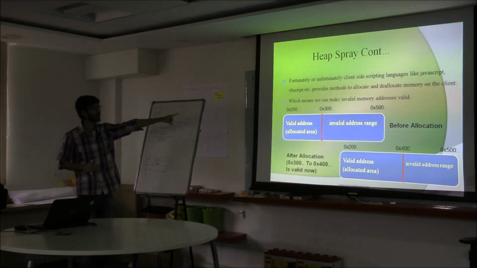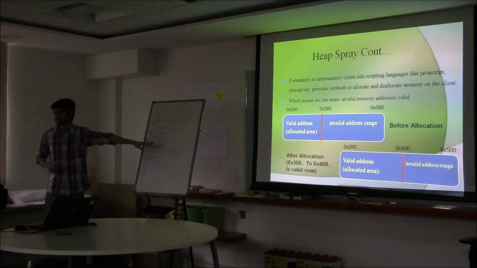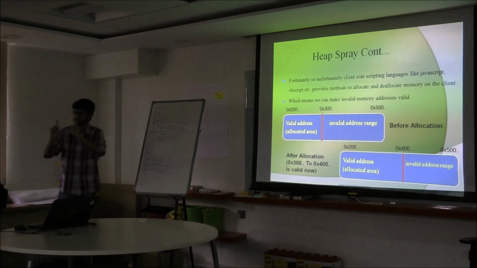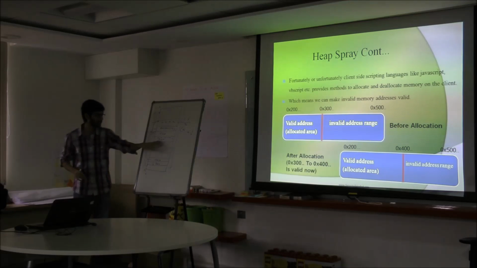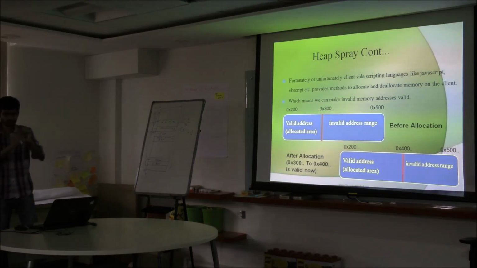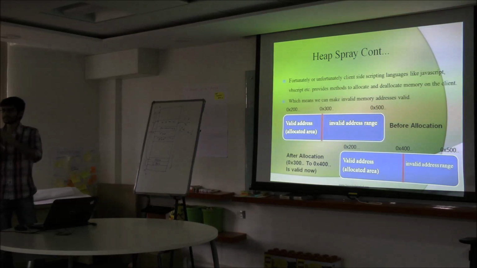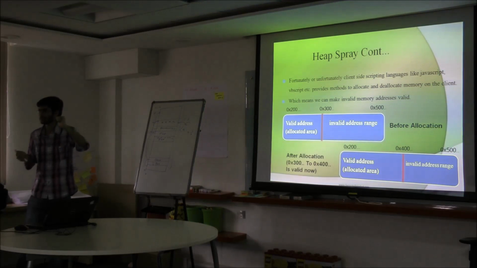It means we can make invalid memory addresses valid. For example, the EIP is overwritten with something. Just consider a simple case where the EIP is overwritten with something like 111111. Because if this is the address, then we can think that this address is approachable, if we can allocate some decent amount of memory, like let's say 2 MB.